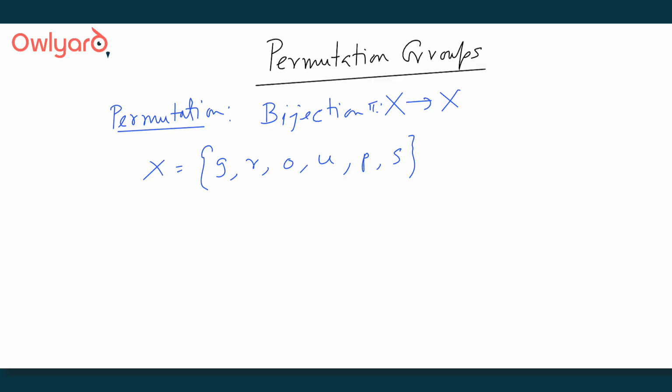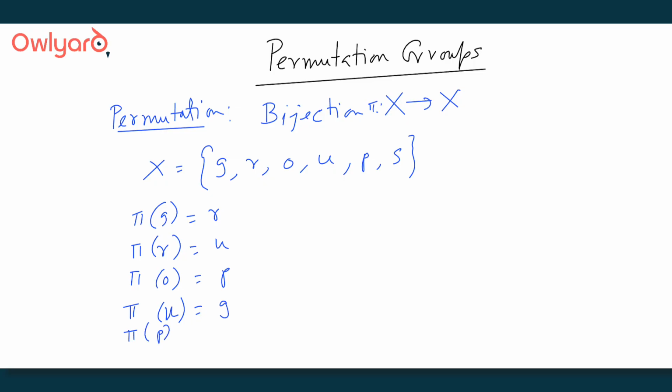Then I can think about a permutation. For example, if it applies on G, it gives me R. If it applies on R, it gives me U. If I apply it on O, it gives me P. If I apply it on U, it gives me G. When applied on P, it gives me O, and if I apply it on S, it gives me S. So this is a bijection, and therefore this is a perfect example of a permutation.